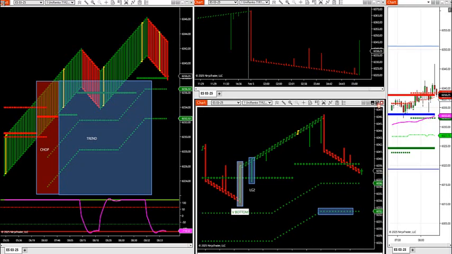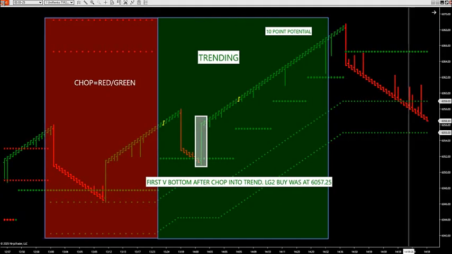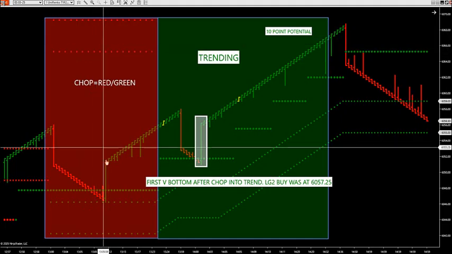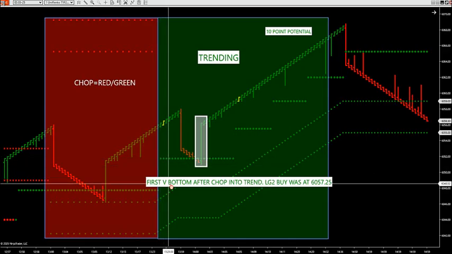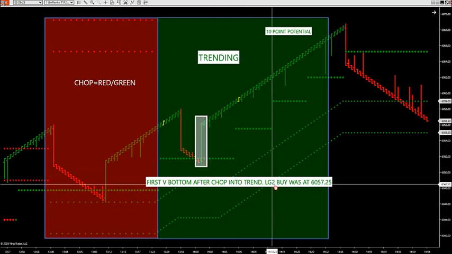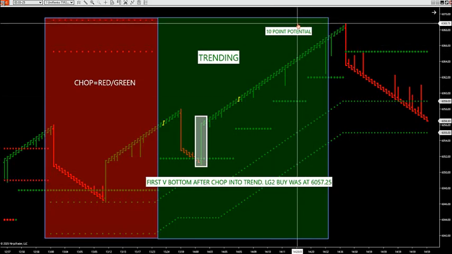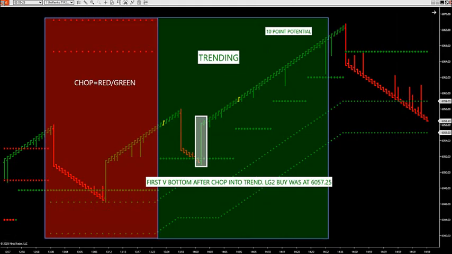That's exactly what happened yesterday. We're walking through this before it even happened. We went from a chop market, red, green. Here's my trend filter, red, green. It doesn't agree. And then it agreed, green, green. This is the first V bottom after chop into trend. The LG2 was turned on after this V bottom. The live fill was 60.57 and a quarter. Got as high as 68 and 3/4, almost 69. Over 10-point potential.